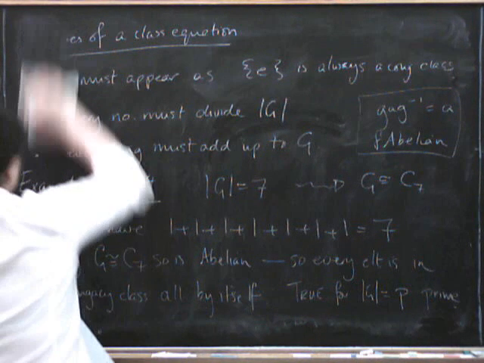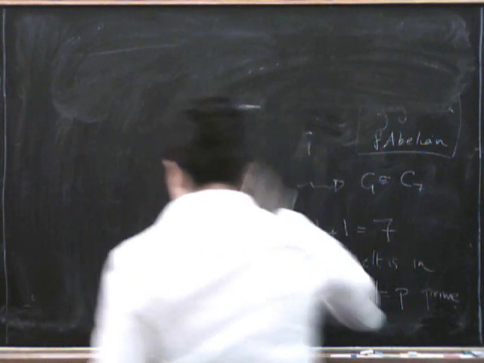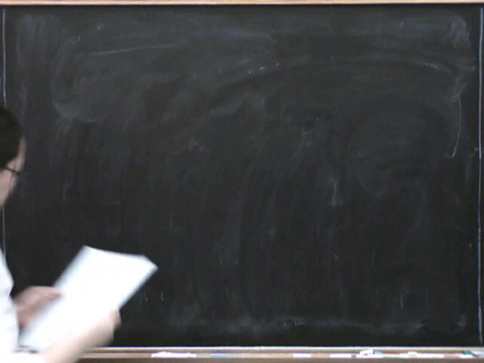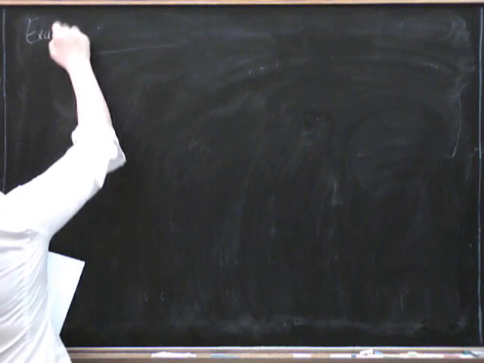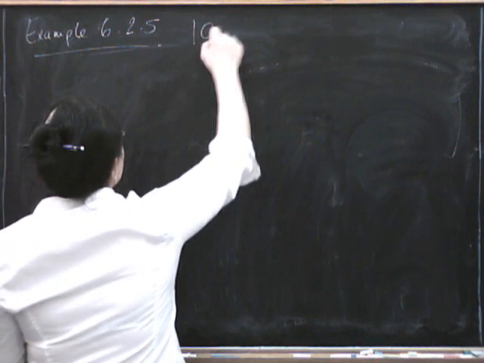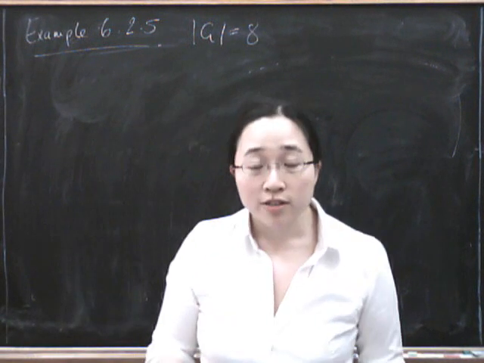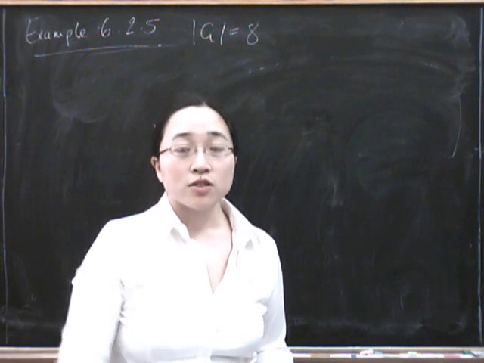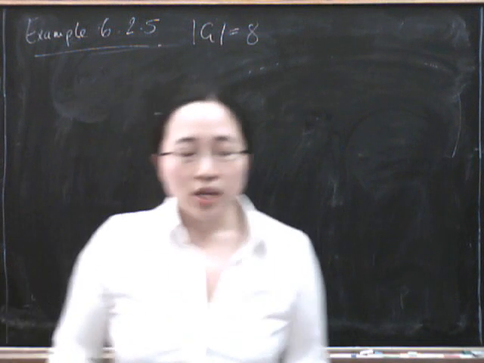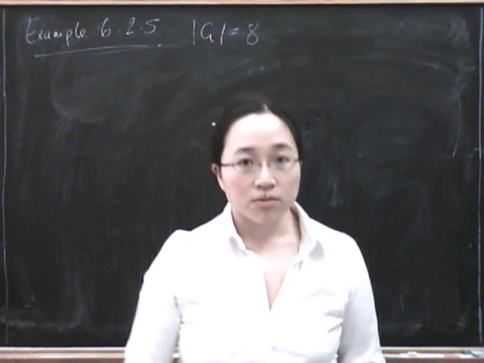Let's try another example now. We're going to suppose that G has order 8. Example 6.2.5. This is where G has order 8. Okay, so what possibilities are there for this? You should now stop and see if you can work it out. Oh, we did it on the last tutorial sheet. Well, maybe you haven't done it yet. If you haven't done it yet, stop now and see if you can work out what all the possible class equations are for a group with 8 elements.